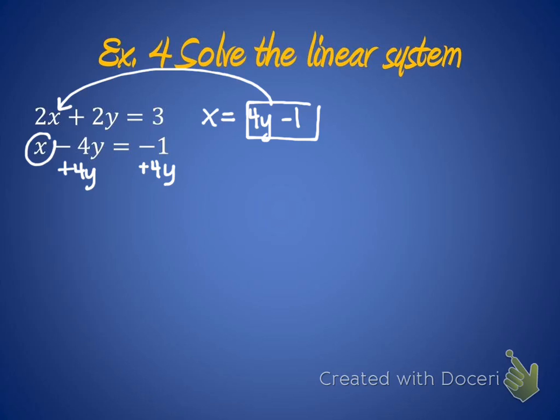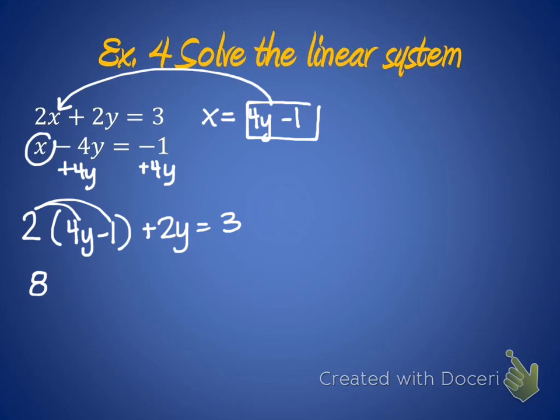All right. So we do 2 times, what am I plugging in for x? No, remember, I know that x equals 4y minus 1. Then I just finish writing the rest of my equation. 2 times (4y minus 1) plus 2y equals 3. What am I going to do first? Distributive property. 2 times 4y is 8y. 2 times negative 1 is negative 2.